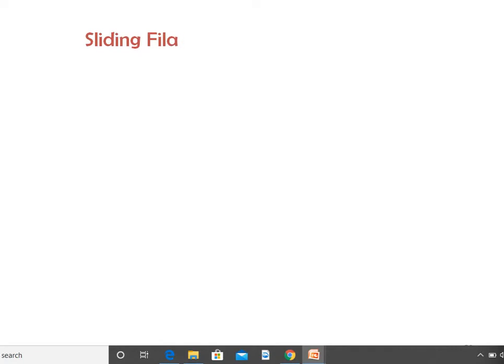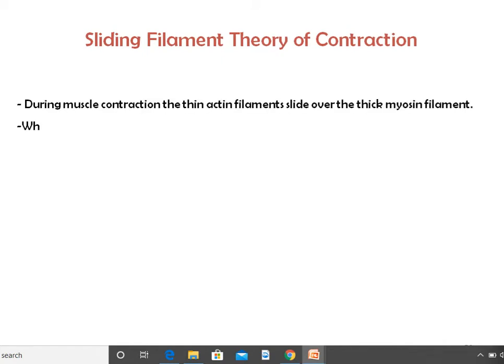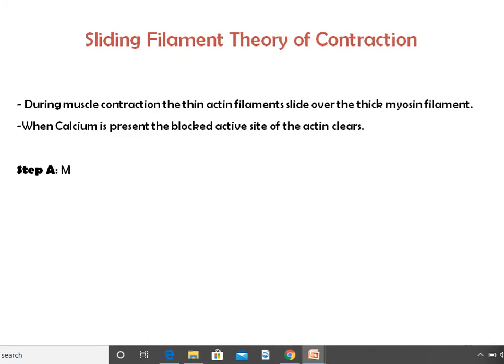Now the next one is the sliding filament theory of the muscle contraction. During the muscle contraction, the thin actin filament slides over the thick myosin filament. When calcium is present, the blocked active site of the actin clears.